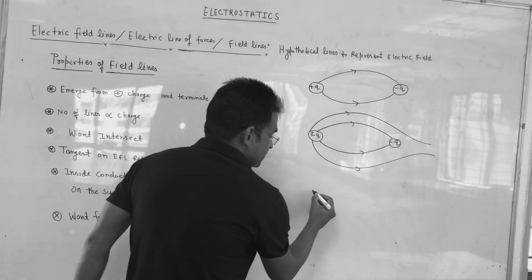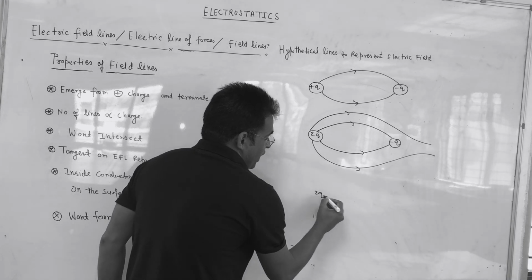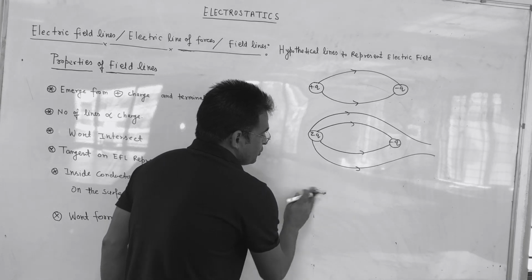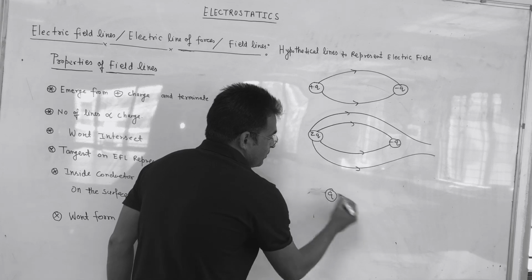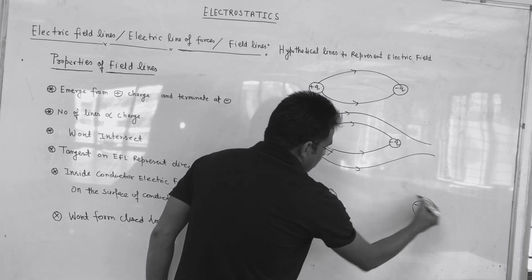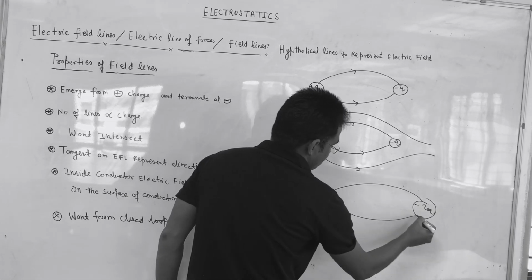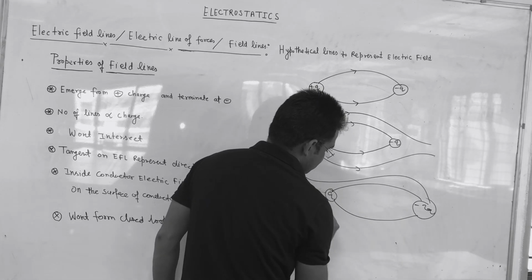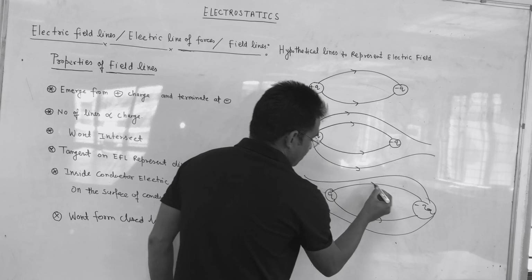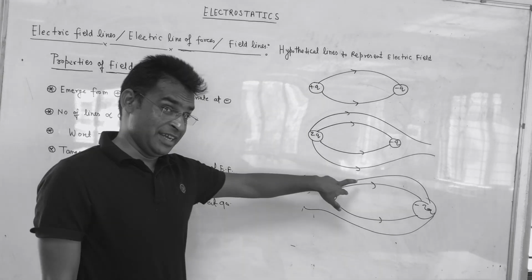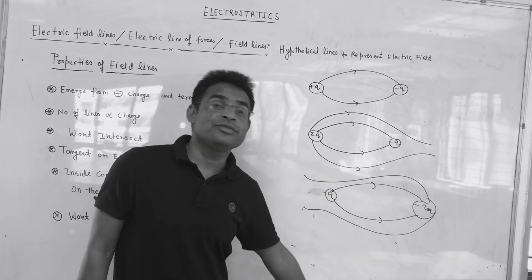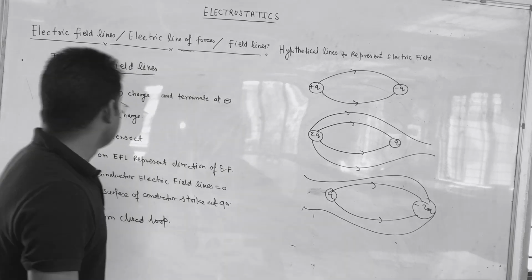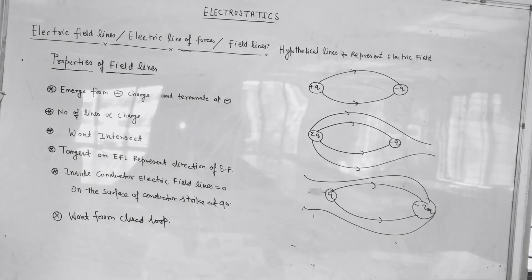Now if I make this diagram, this one is q and this one will be minus 2q. In that case, what will the diagram be? See, from this plus q charge only 2 lines are emerging, and at minus 2q, 4 lines are ending. So we need 4, and the other 2 lines are coming from infinity. So this is the meaning of the second property. So two properties we have done.